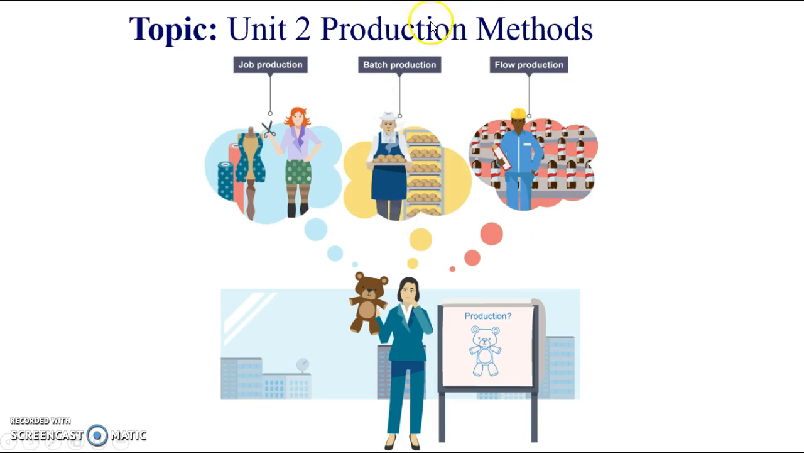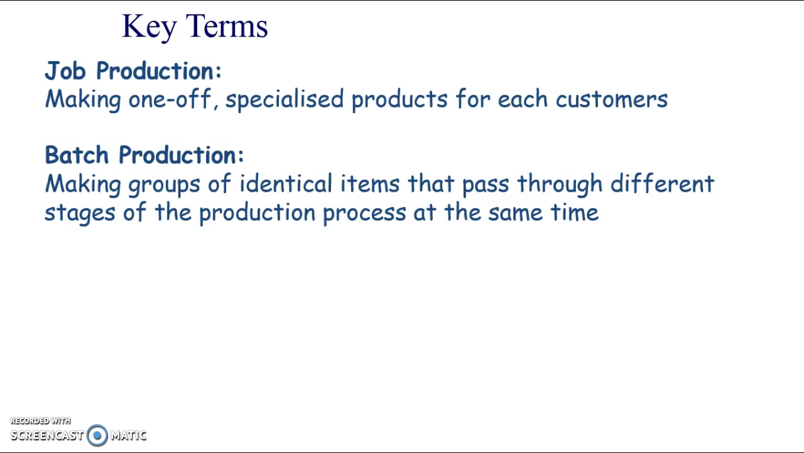So it's usually between batch production and flow production, whereas in Unit 1 it was much more between job production and batch production. And this is because we're looking at larger operating scales in Unit 2. We're looking at large businesses. As you might have seen in the past papers, there is very often a question based on this, so it's an important area. So here were the definitions of job production and batch production.